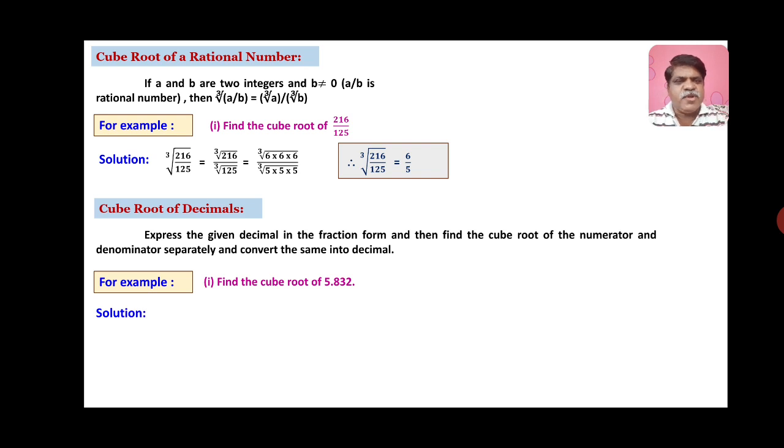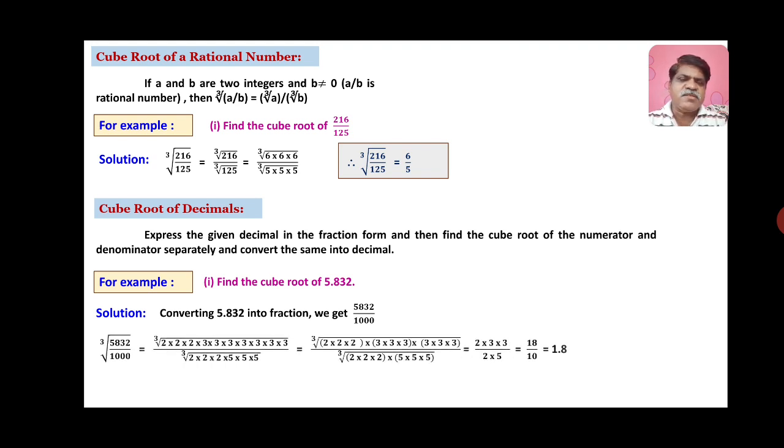Friends, first of all we have to convert this 5.832 into a fraction. Converting 5.832 into a fraction we will get 5832 upon 1000, because after the decimal point there are 3 digits, we have to divide it by 1000.